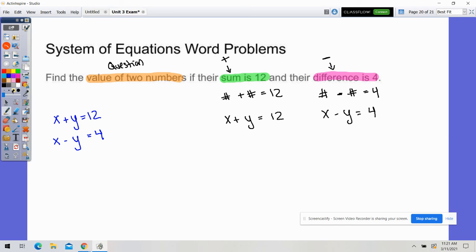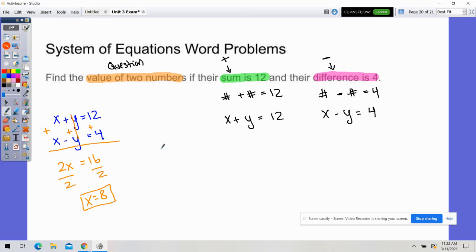Okay, I see that if I add these equations together, the like terms of positive y and negative y would eliminate. So I'm going to go ahead and add everything together. x plus x is 2x, y plus negative y is 0, and 12 plus 4 is 16. Next, we're going to divide by 2, and we get x equals 8. So I know my x value is 8. What is my y?